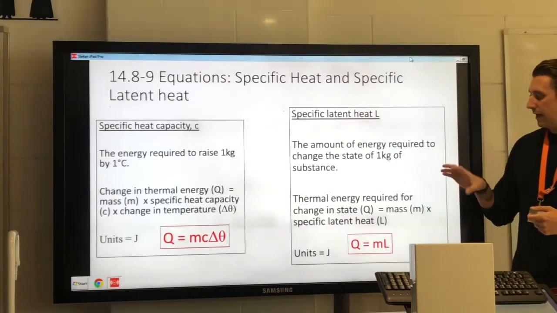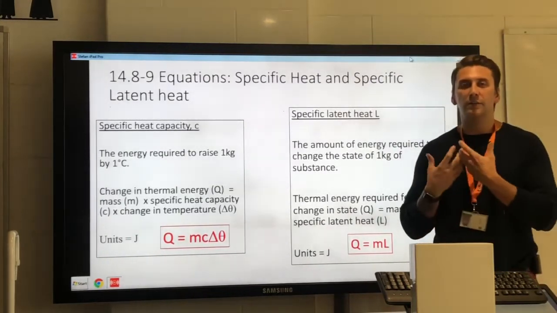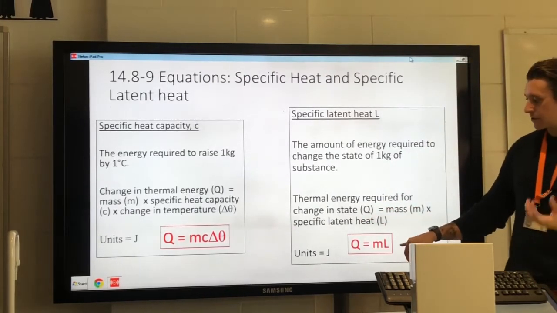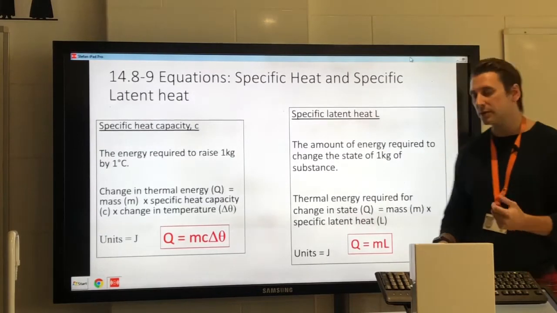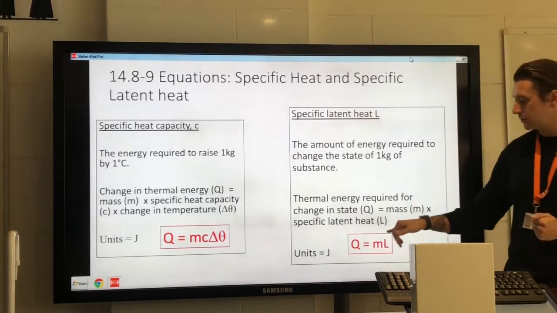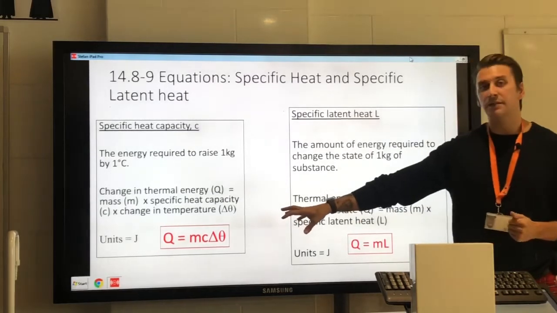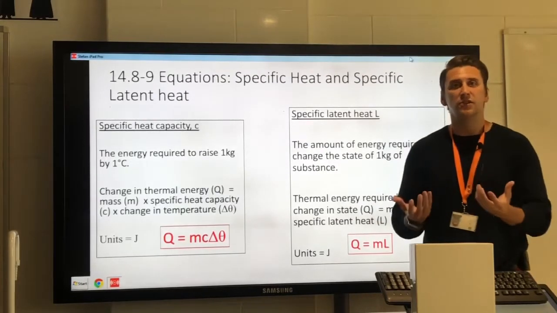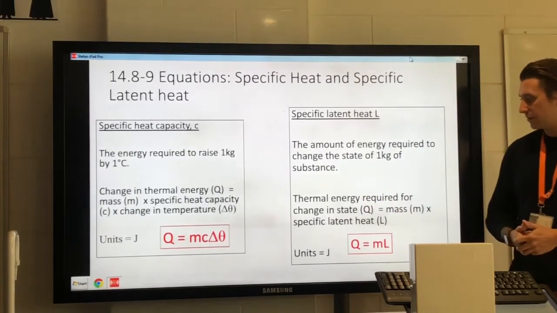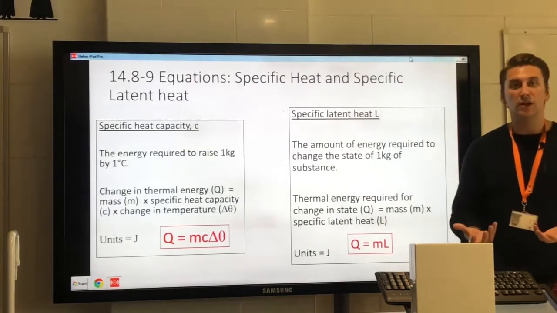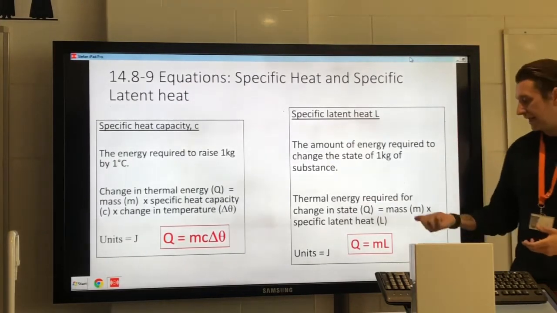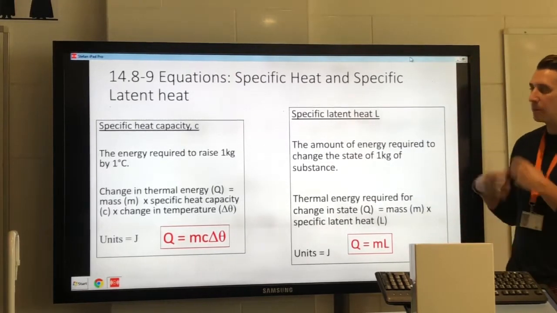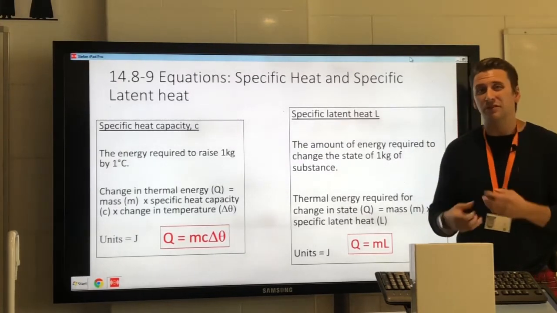Specific latent heat, the definition was how much energy is required to change the state of 1 kilogram. So that's L, the latent heat of the substance, so it's a property of a specific substance. And the equation that we can use for this is Q equals ml. Very similar to mc delta theta, but in this case there's no delta theta because it's a state change, so there's no change in temperature. So Q again is the change in thermal energy, m is the mass of the substance that we're specifically trying to change the state of, and L is the latent heat of that substance for that state change. So they're the two equations. They're both given in the exam. All you need to be able to do is rearrange them and use them.